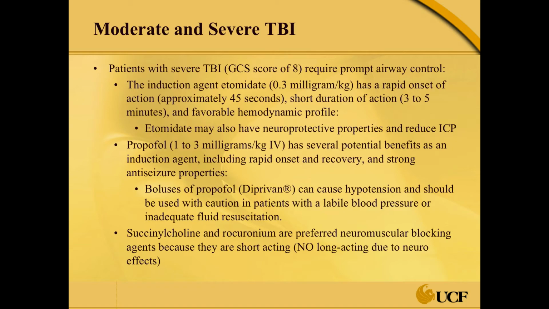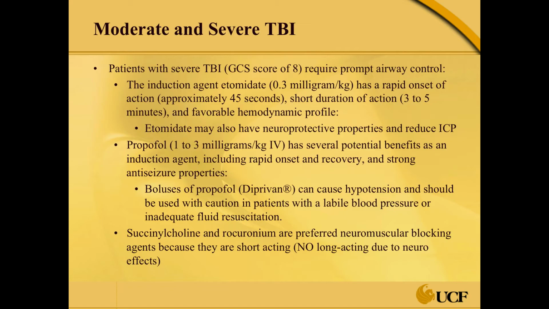Those are preferred neuromuscular blocking agents because they're short acting, but there's no long acting that we want to go with because of neuro effects of succinylcholine. So, again, if you're going to, so I guess I was right. Sux is actually partly right, but etomidate is a great choice as well.